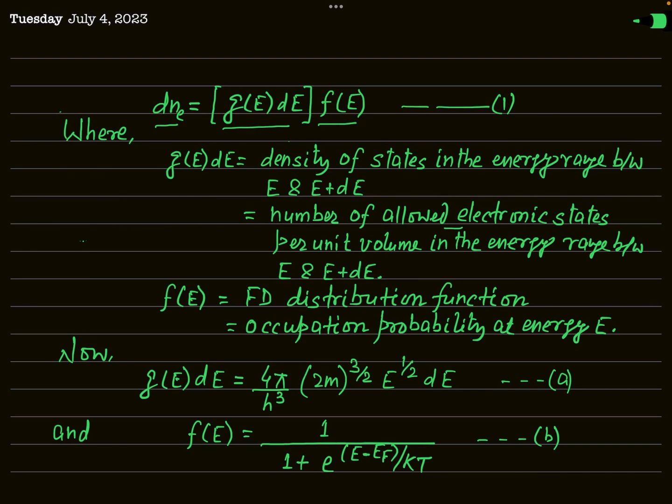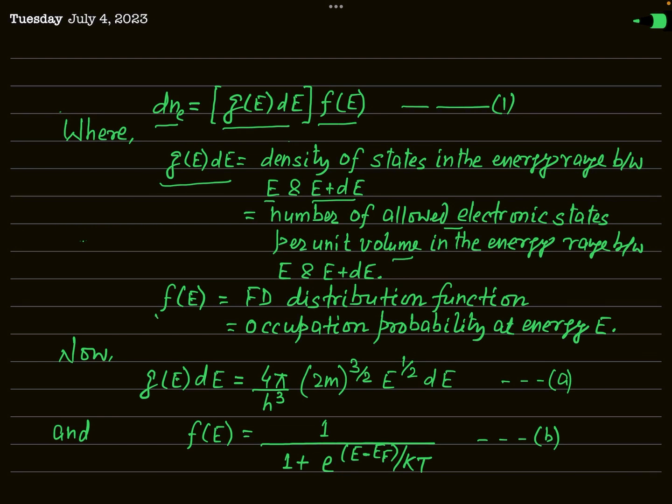Here, this G of E dE, what is this? This is actually the density of states in the energy range between E and E plus dE. When you say density of states, what does it mean? It means this is the total number of allowed electronic states or allowed quantum states per unit volume in the energy range E and E plus dE. It means these are the quantum states in which electrons will remain. Okay.